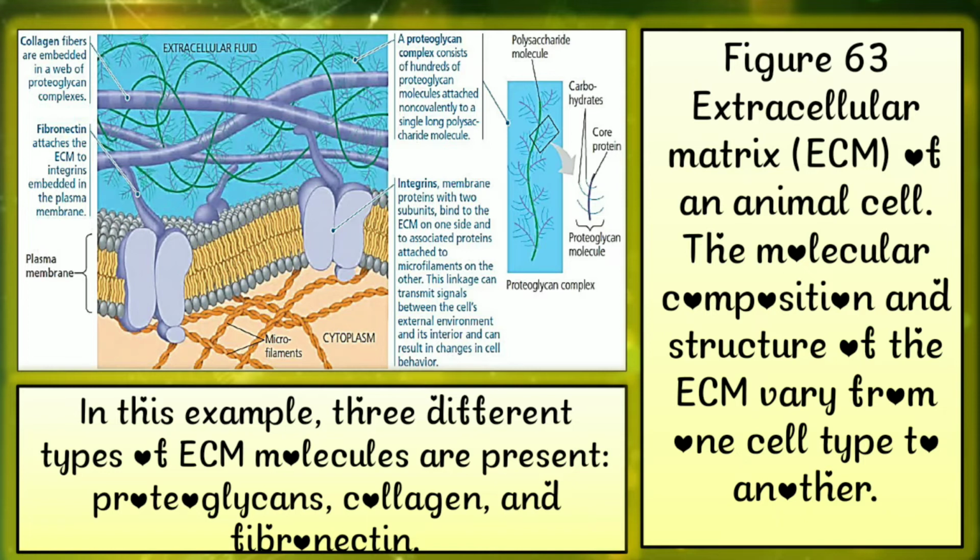In Figure 63, the extracellular matrix, or ECM, of an animal cell, the molecular composition and structure of the ECM vary from one cell type to another. In this example, three different types of ECM molecules are present: proteoglycans, collagen, and fibronectin.